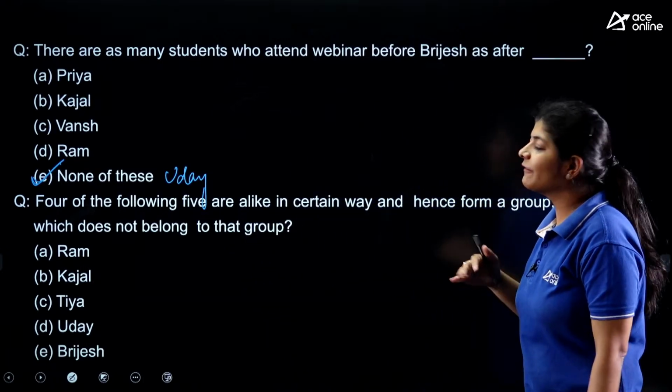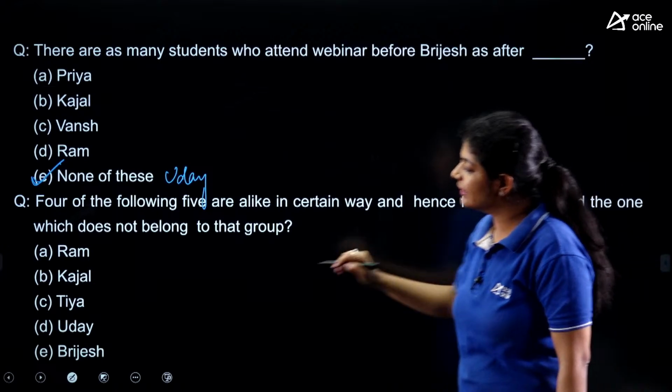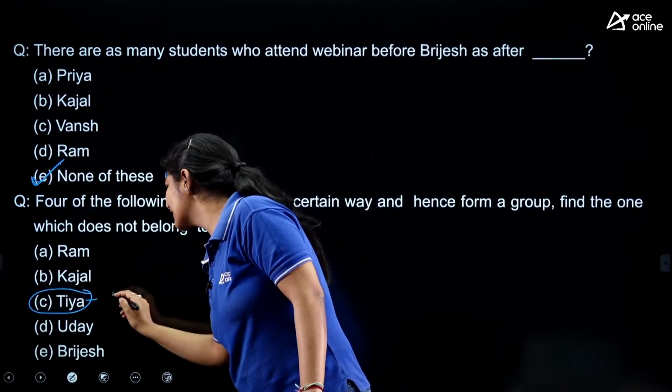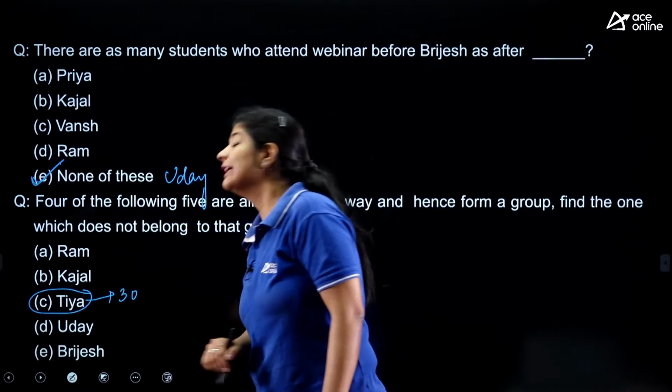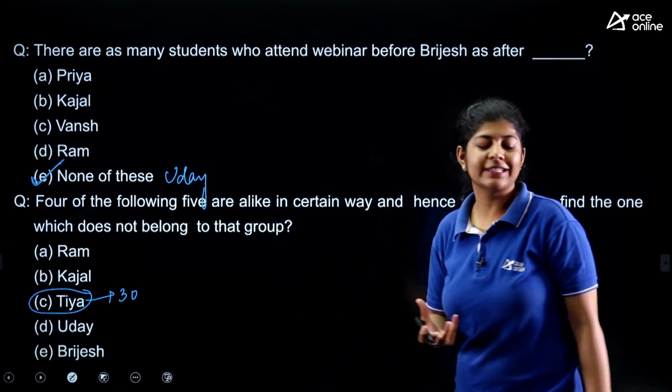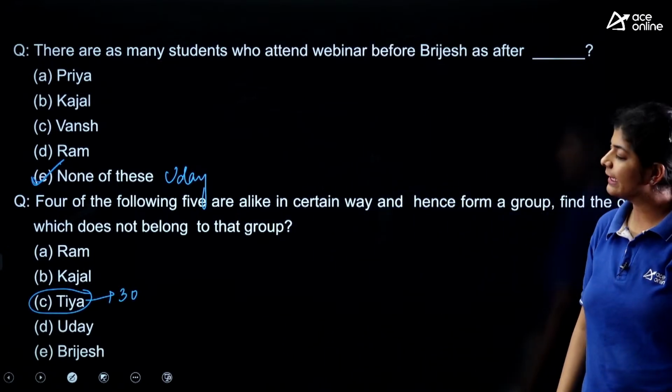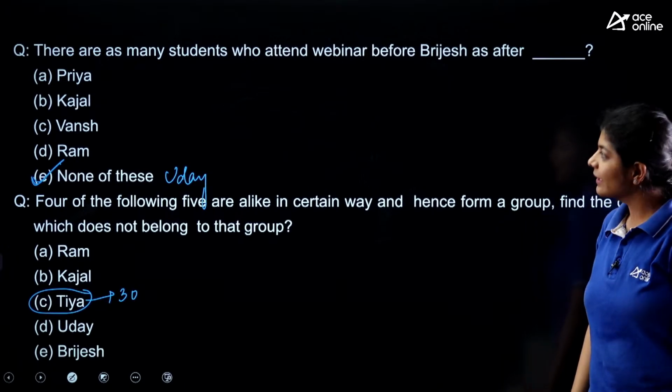Of the following 5, we need to find the odd one out. Here Tia is the odd one out because Tia is the only person born in a month which has 30 days, right? 30 days. Clear? Next one.